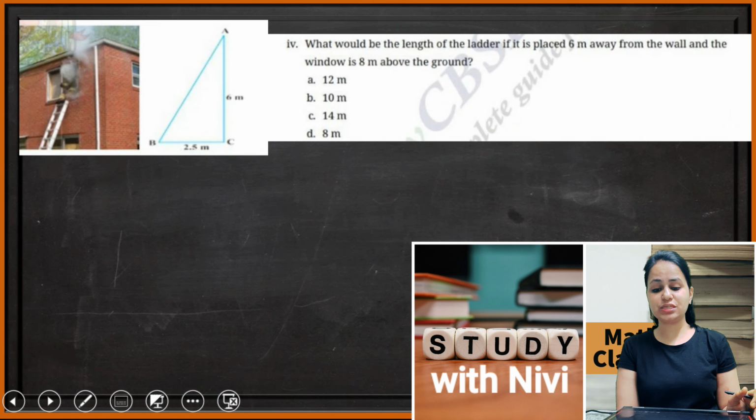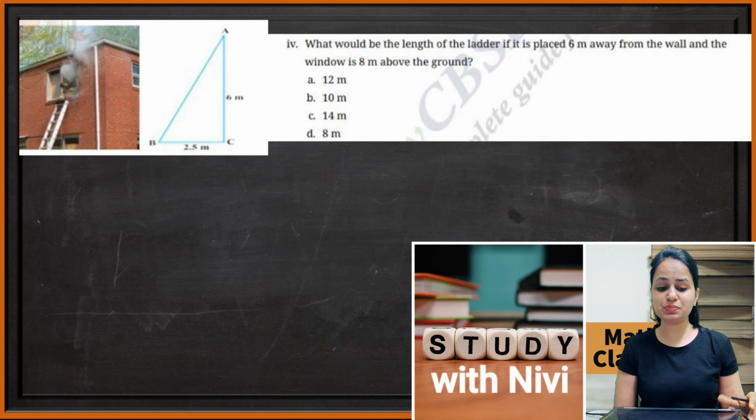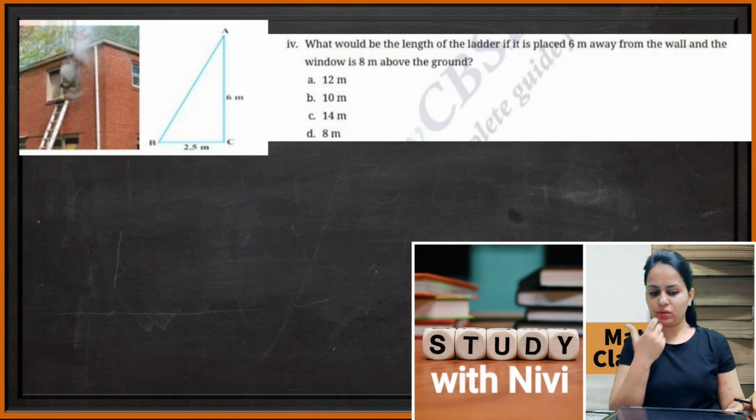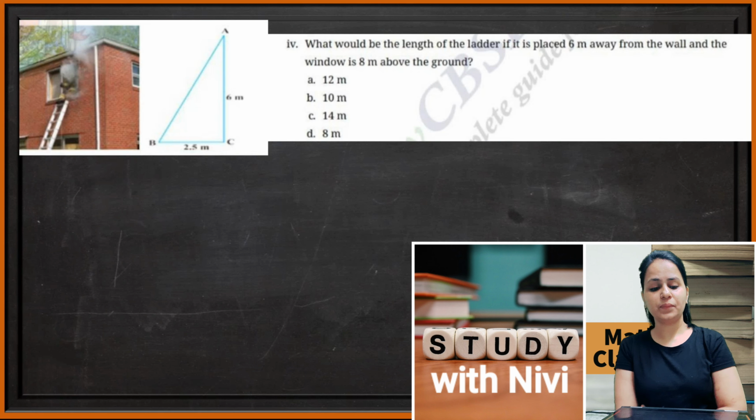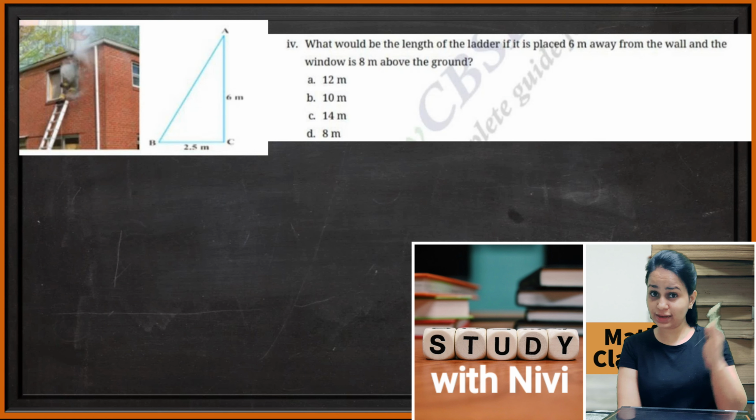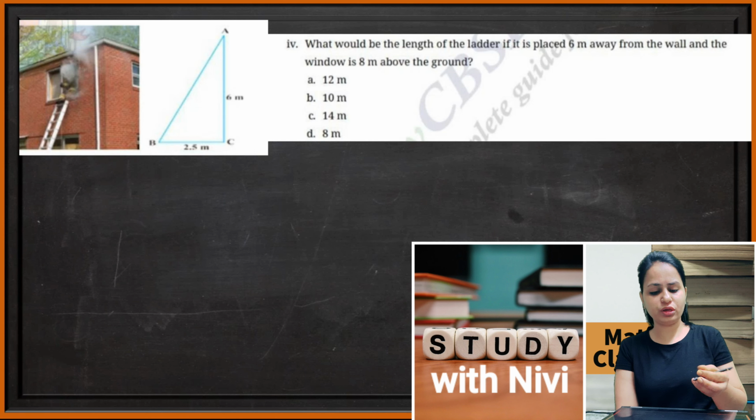Part number 4 says, what would be the length of the ladder if it is placed 6 meter away from the wall and the window is 8 meter above the ground? Okay, so here what they have changed is the distance of the window as well as the distance of the ladder from the wall. So here both have changed.